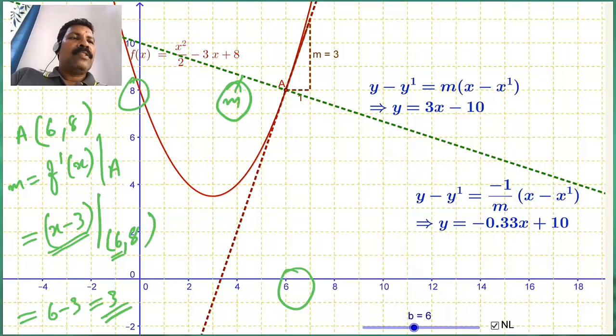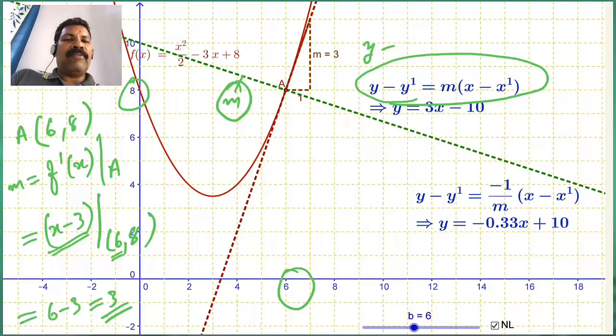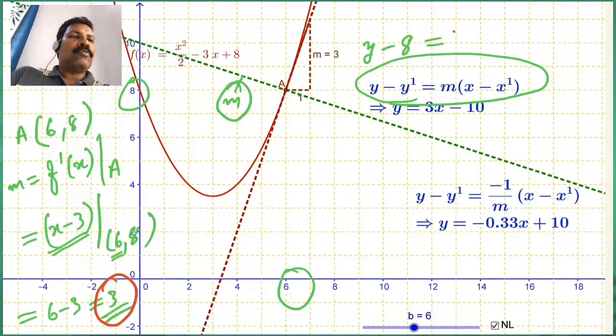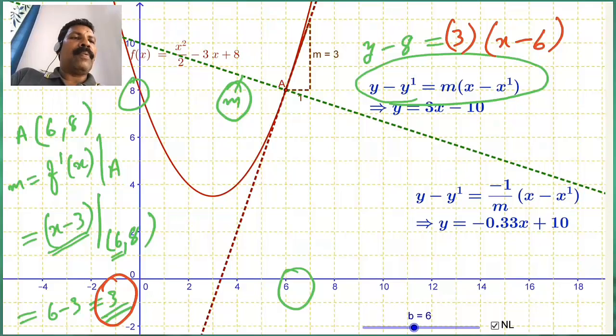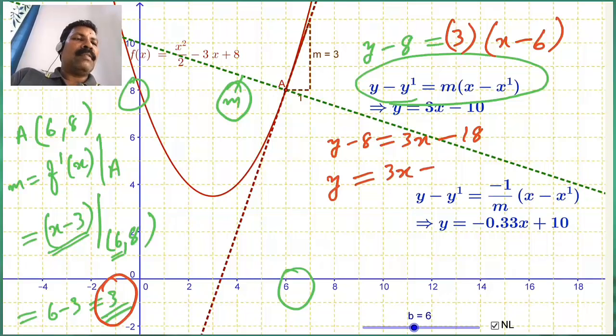So slope is 3. So the equation will be y minus y1 is equal to m into x minus x1. That is y minus y1, y1 means 8, is equal to the slope we computed just now. So what is the slope? Slope is 3. So 3 into x minus 6. That is the x coordinate. That you can simplify: y minus 8 is equal to 3x minus 18, which could be further simplified as y is equal to 3x minus 10.